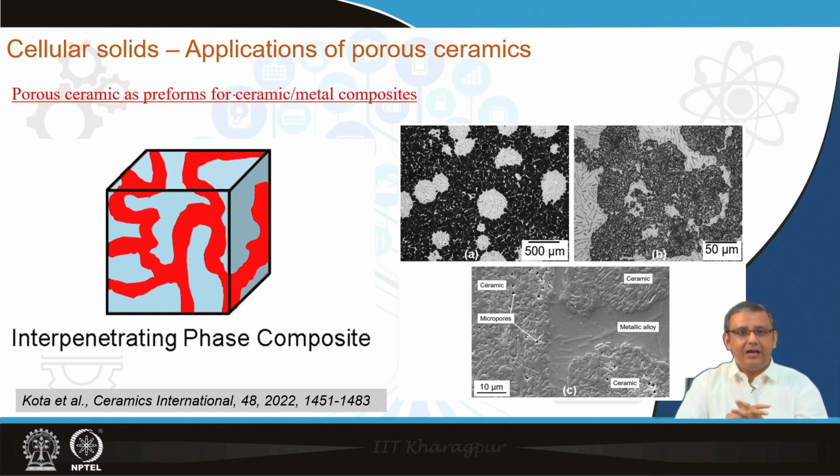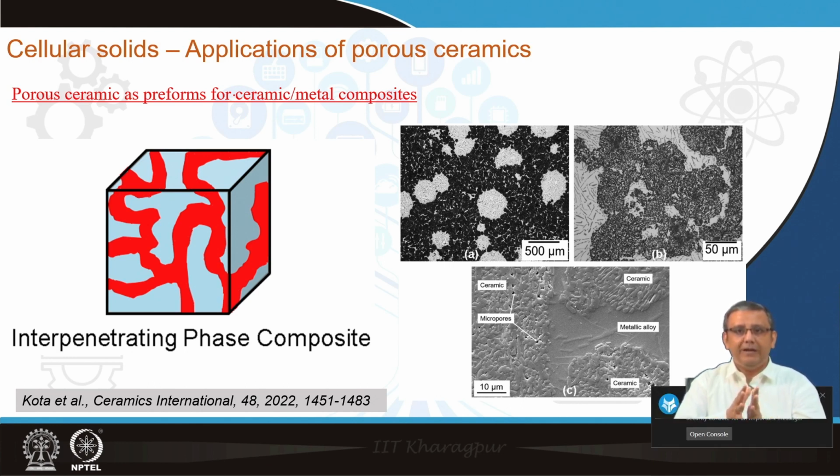But in such an IPC, or interpenetrating phase composite, both the ceramic and the metal form a co-continuous network, and here both phases are interpenetrating. Some examples are shown in the micrographs. As you can see here, this is a typical IPC fabricated by first making alumina foams, and then infiltrating aluminum metal within the alumina foams.